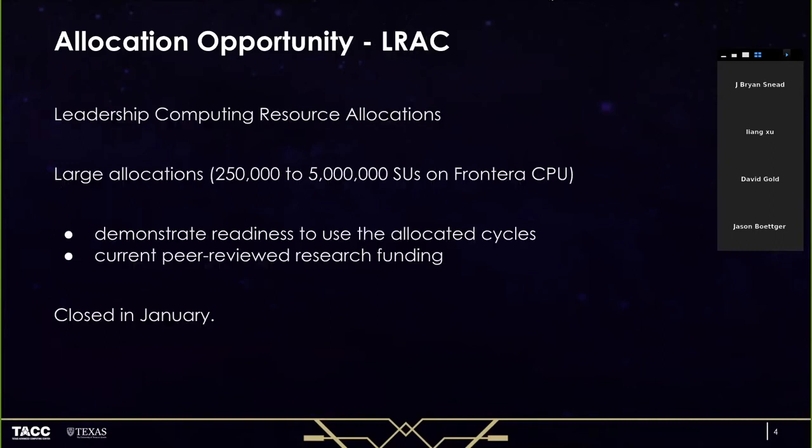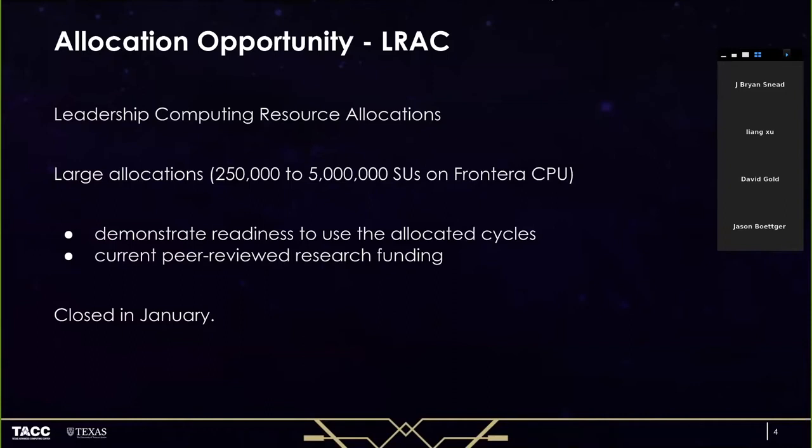So first, the Leadership Computing and Resource Allocations, what we call LRAC. Those are for large allocation requests, 250,000 to 5 million SUs on the Frontera CPU. That one closed in January, and so those will be processed, and they'll begin April 1st.